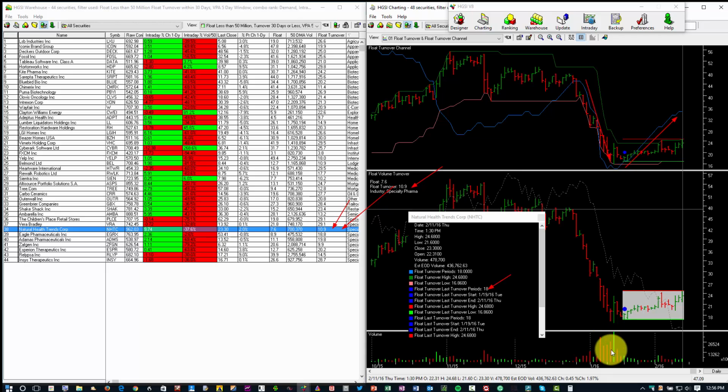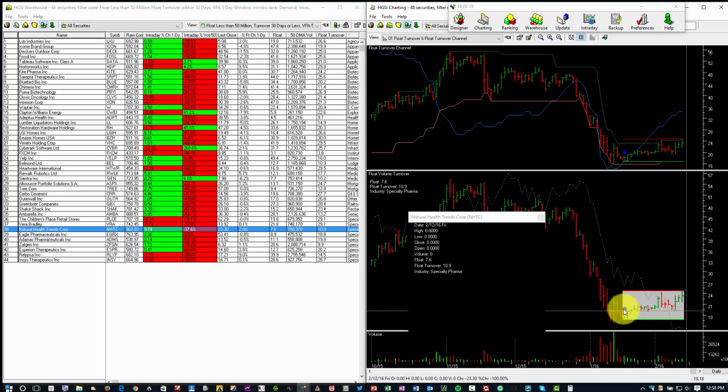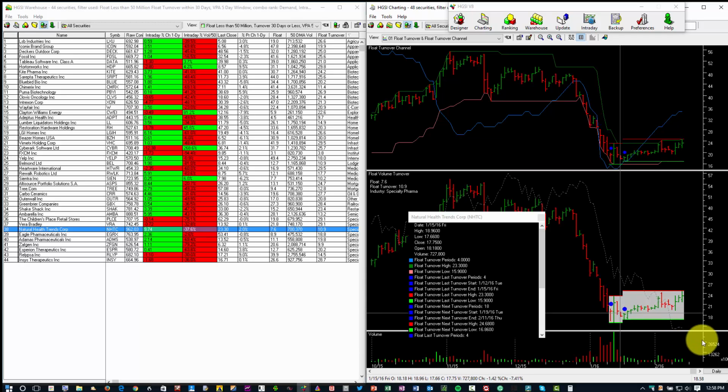You can see the volume spiking up here. I'm going to turn the arrows off and I will move this back. Look at the volume turnover here. I'm going to drag it over. Here's what I want to do. I want to get both of these in here.